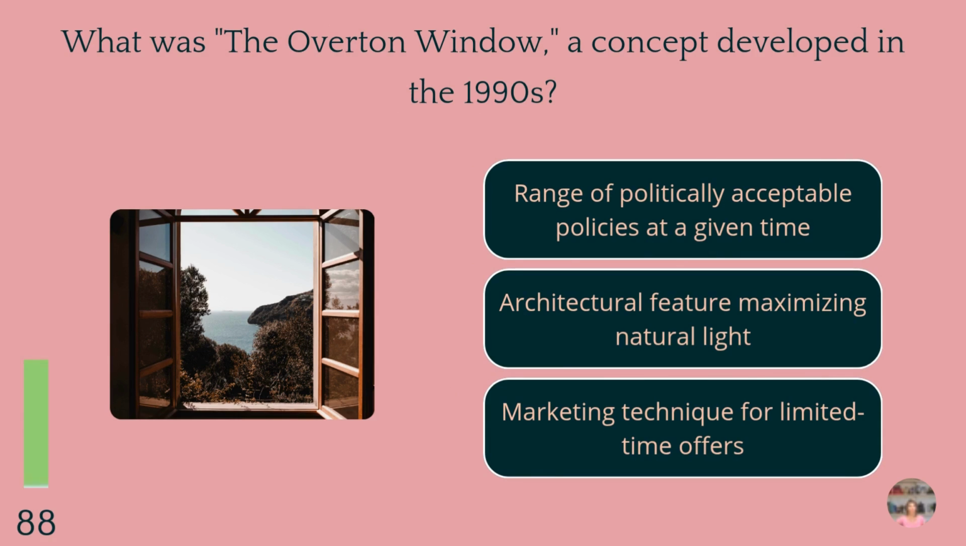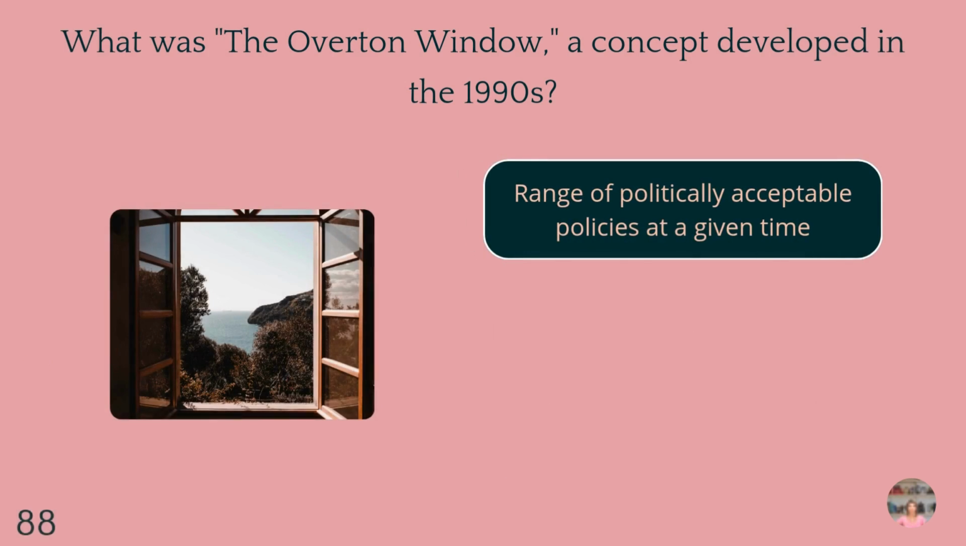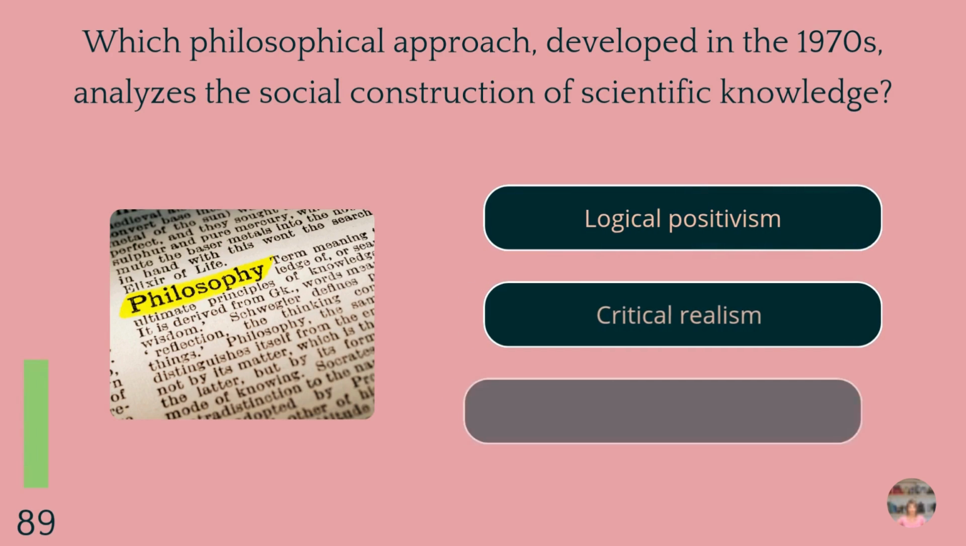What was the Overton window, a concept developed in the 1990s? A range of politically acceptable policies at a given time, architectural feature maximizing natural light, or a marketing technique for limited time offers? Range of politically acceptable policies at a given time.